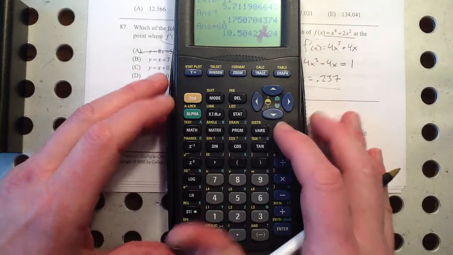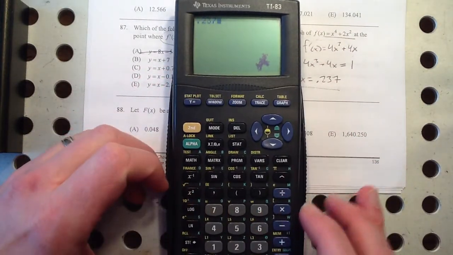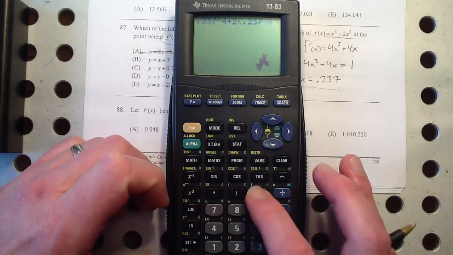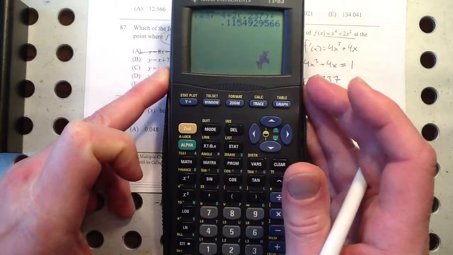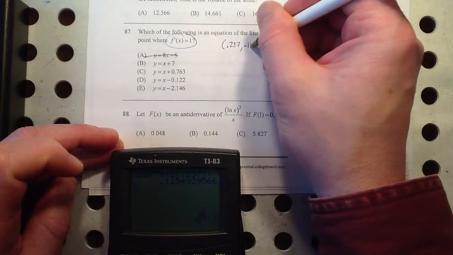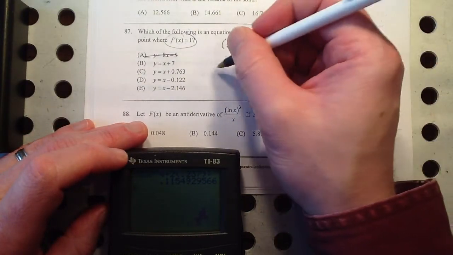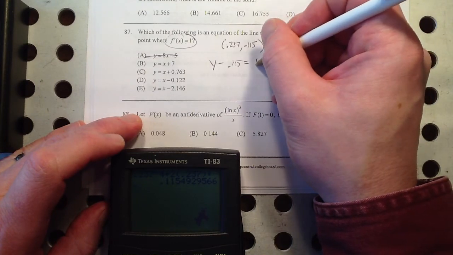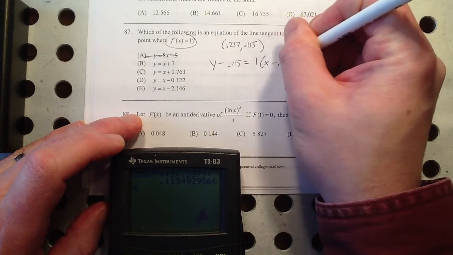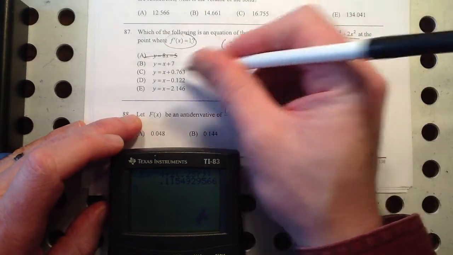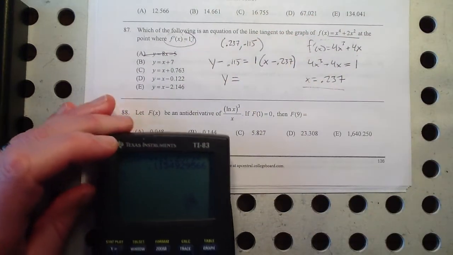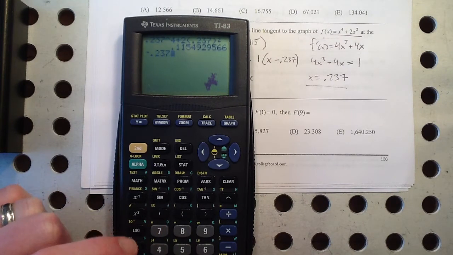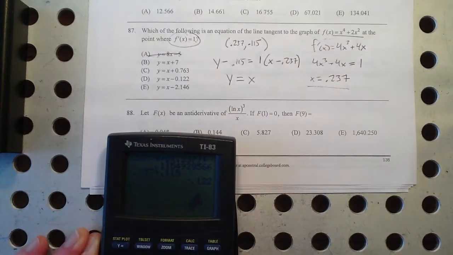So I got 0.237 to the 4th plus 2 times 0.237 squared. That's 0.115. And if you want to do it in point slope form, that would be y minus y1 is equal to m, which is 1, that's our slope, times x minus x1. And these are all in standard form, so I'm going to add that to the other side. So it looks like the y-intercept is going to be negative 0.237 plus 0.115, which is negative 0.122, which is D.